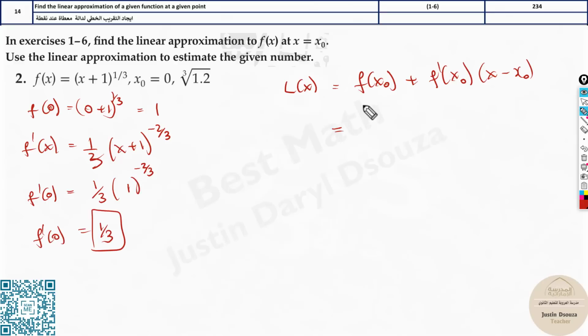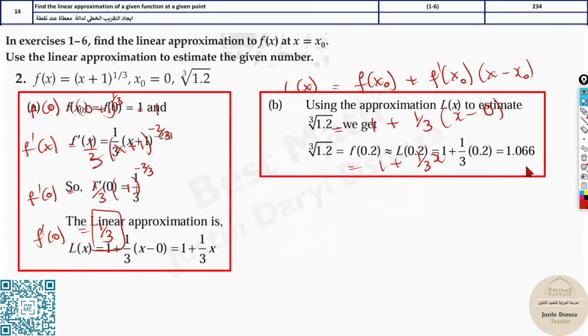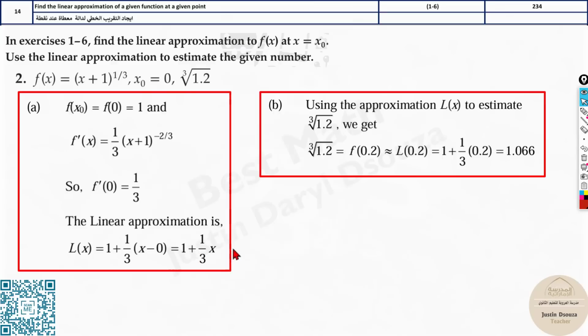So let us substitute back over here. What do we have for x naught? f of 0 is 1 plus 1/3 of (x minus 0). So here the answer is very simple, 1 plus 1/3 x, because you multiply here, 0 is gone. So it will be the answer. If you substitute 1.2 over here, then you will get the answer in decimal as well, but you don't need to do that. So the final answer is 1 plus 1/3 x.